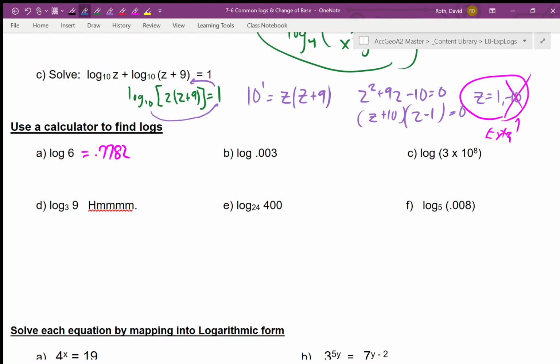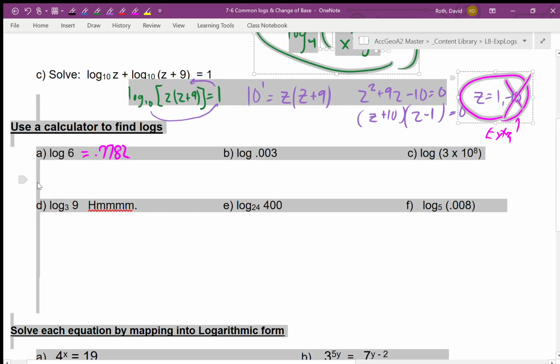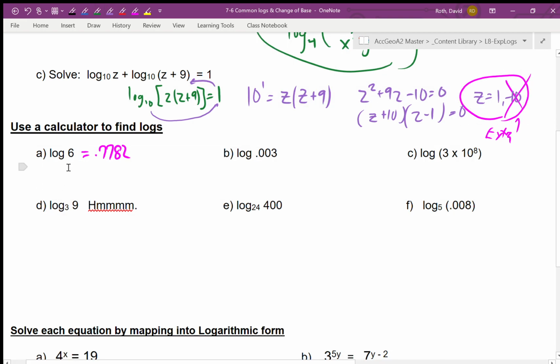Now, of course, what base is understood? This is common logs now. What base is understood if you don't have one? Well, log base 10. And so if you want to test it out, try it. What is 10 to the 0.7782 power equal to? And then you should see that that gets you back to 6. It's worthwhile trying this and testing it out.